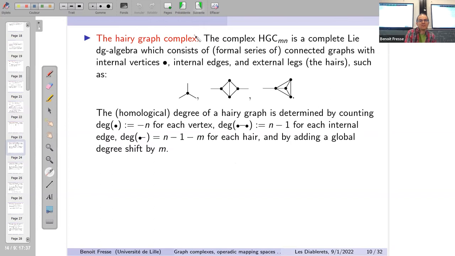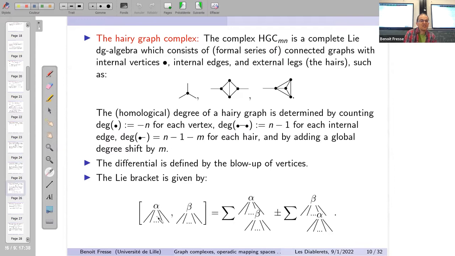And the differential is defined by the blow up of vertices. So you blow up one vertex into two vertices connected by an internal edge. And the bracket is given by this picture. If you start with a graph Γ_α and another graph Γ_β, the idea is to connect a hair of α to a vertex of β, and you sum over all possibilities. And you antisymmetrize the process.